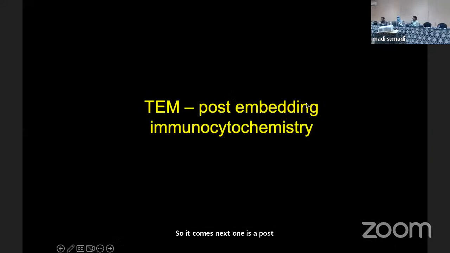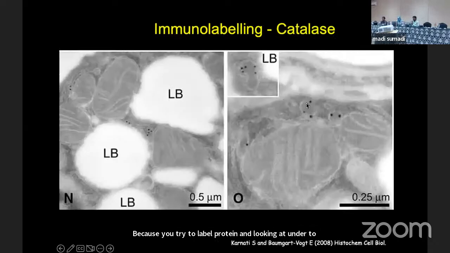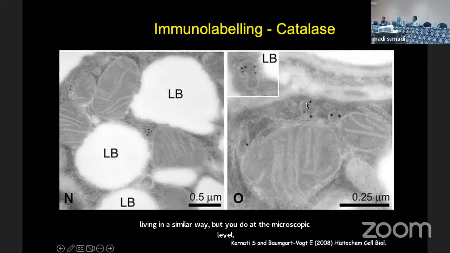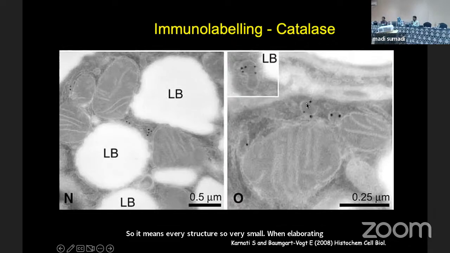This is a post-embedding immunocytochemistry, also TEM. It's a very beautiful method, also very informative, because you try to label a protein and look under the transmission electron microscope for clear labeling. Regularly you do antibody labeling in a similar way, but here you do it at the electron microscopic level. So every structure is very small, and the protocols are elaborate, because any artifact you see very clearly, so it should be free from all artifacts.